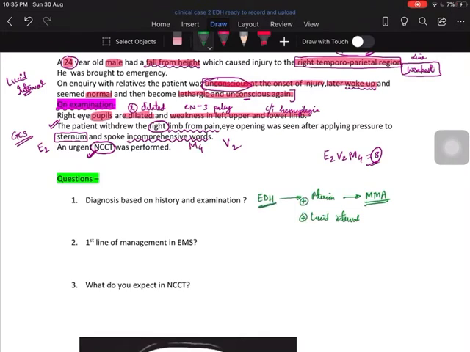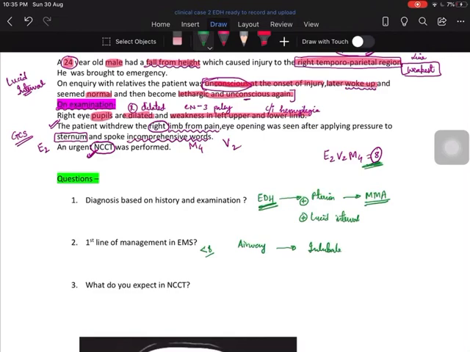Okay, so the first line of management. If you are a surgeon managing this patient, you see that your Glasgow Coma Scale is 8. So, with a GCS of 8 or less, your first concern should be securing the airway. The airway is compromised, so you should intubate this patient.